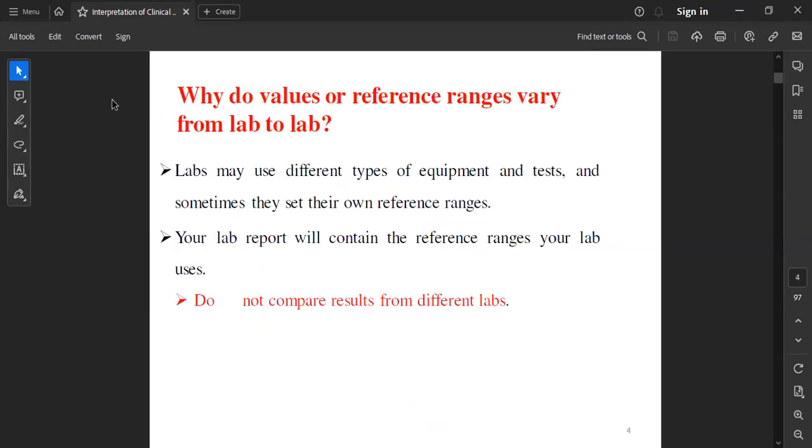So reference values for different places vary because of the population in those places. What's normal in one place is not what's normal in another place. So the place you're in, the agreed reference ranges for all the labs in that area usually is quite similar.